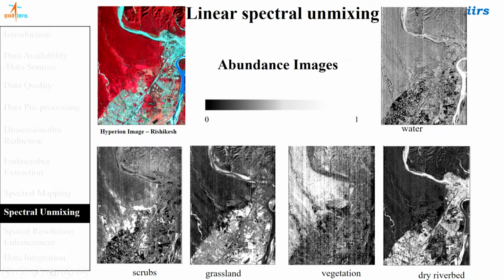So let us say when we give water, wherever water is there, that gets highlighted, and the rest of the features are suppressed. Wherever scrubs are there, they get highlighted, and the rest of the things are suppressed. So brighter pixels represent a higher number, or you can say the weighted fractional value of that feature is more in this particular abundance image.